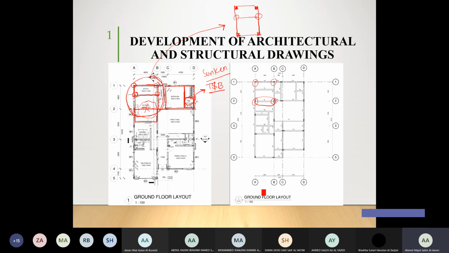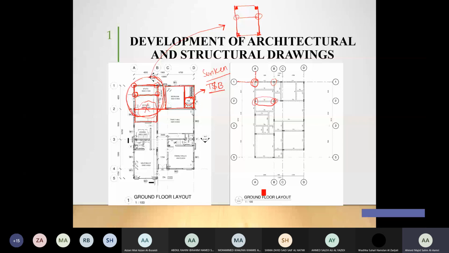If you see here, for example, this is an intersection between A and 1. Can you see that this is A and this is 1? Whenever there is an intersection, we are going to place a column, unless it's very close to each other. Okay. So that's another method of having your column position. Is it clear? Do you have any question regarding column positioning?